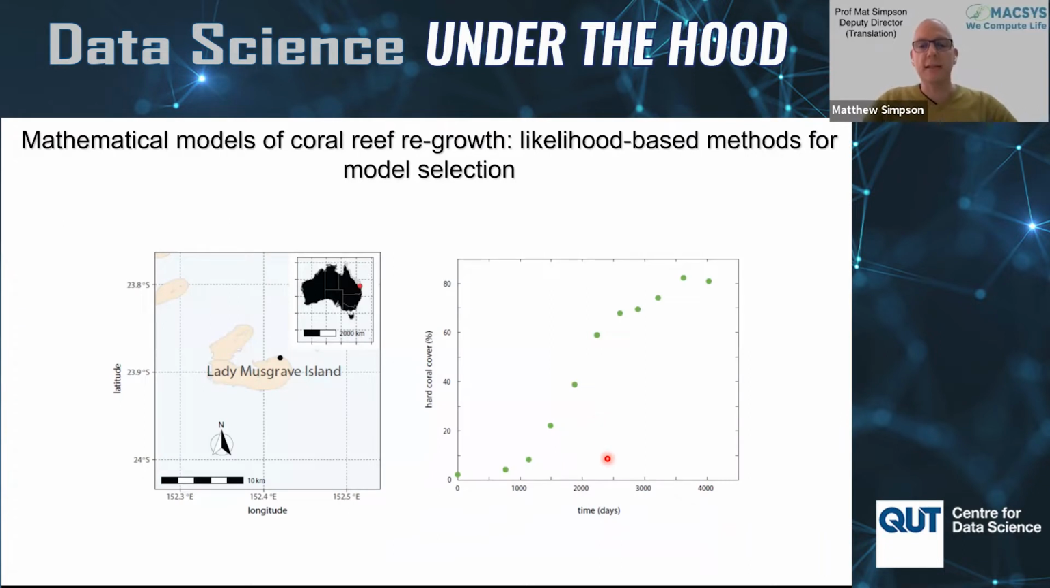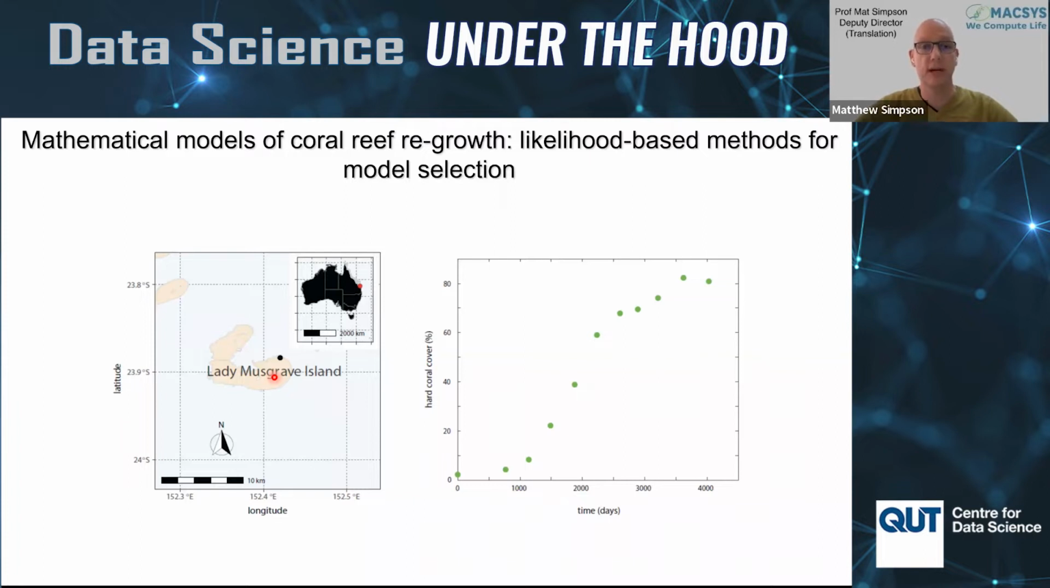The data that I'm going to work on today is, in some sense, a very small data set, but in another sense a very large data set. It describes the regrowth of the coverage of hard coral, shown here as a plot on the right-hand side, over time after some disturbance. This is a publicly available data set, and this coral population is close to Lady Musgrave Island, which is off the town of 1770.